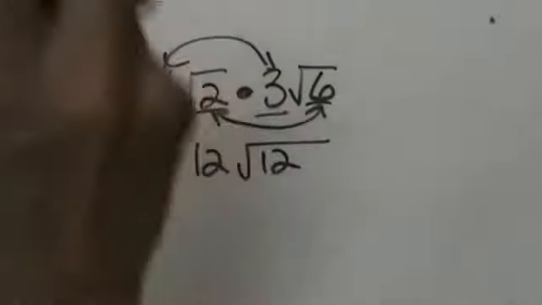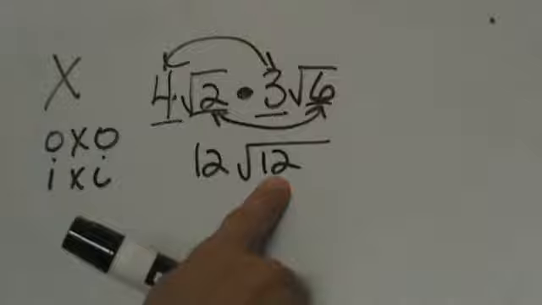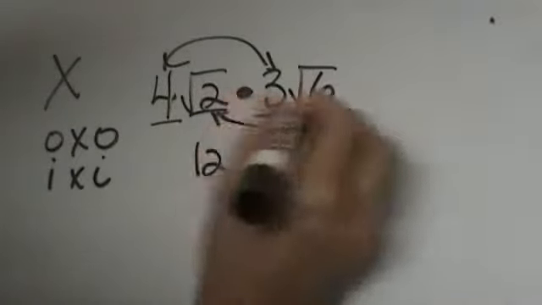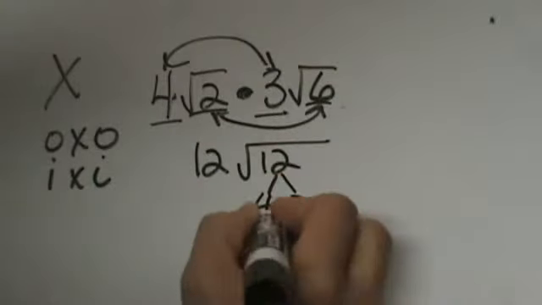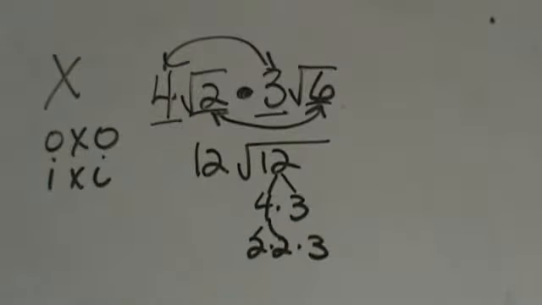Okay, am I done? No, I'm not, because remember, 12 is not a prime number. It's composite. You can break it back down to 6 and 2 or 4 and 3. It doesn't matter. But what you're doing is trying to get down to the prime factors and find your pairs. Okay, so the square root of 12 breaks down to 2 times 2 times 3.